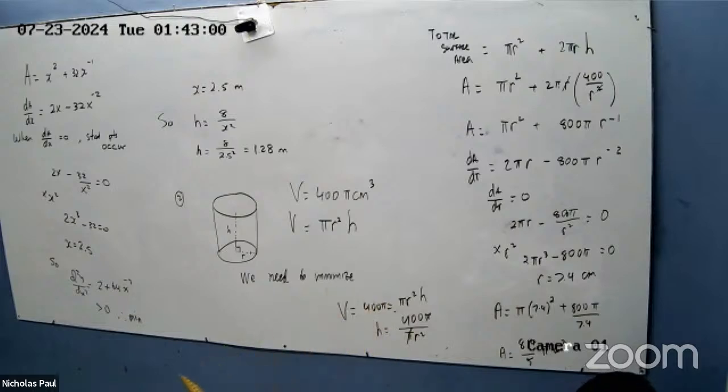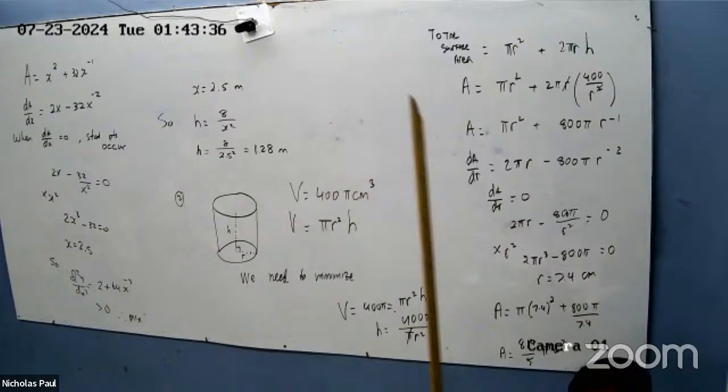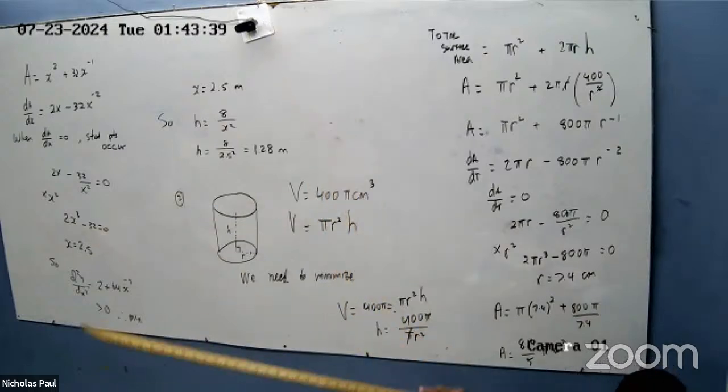All right, a rectangular field is surrounded by a fence, a rectangular field is surrounded by a fence on 3 of its sides, and a straight hedge on the 4th side. A hedge is like plants, right? So you have plants on one side and the other 3 sides are fence.